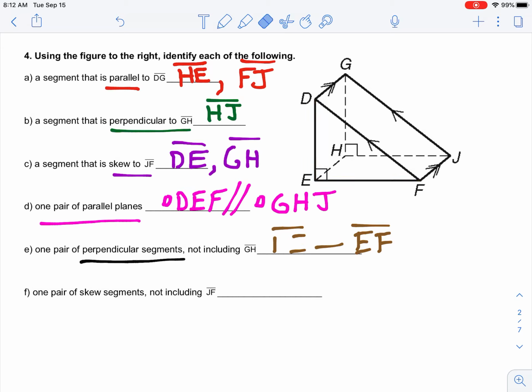Oops. Let's go back and rewrite that for you. That was DE and EF.